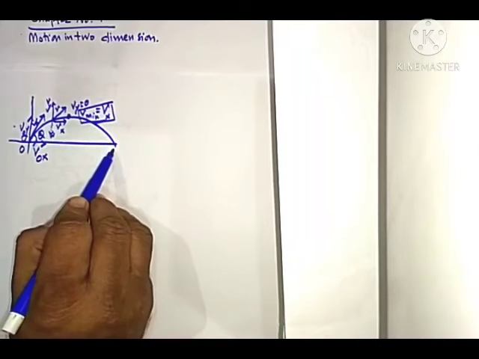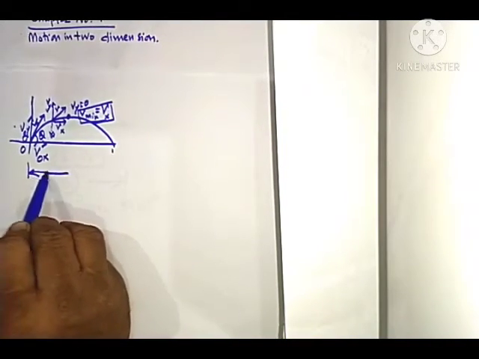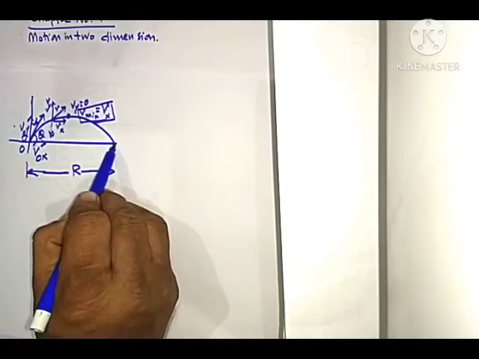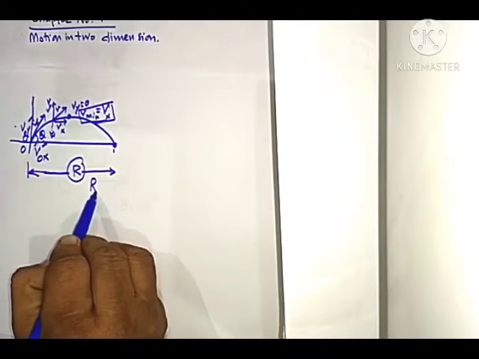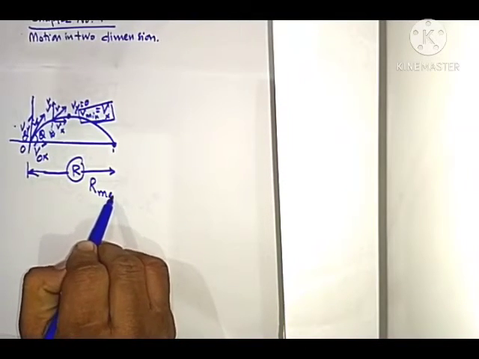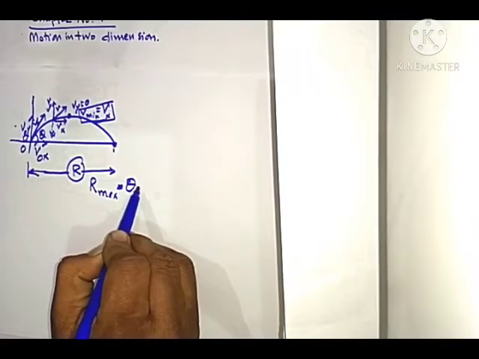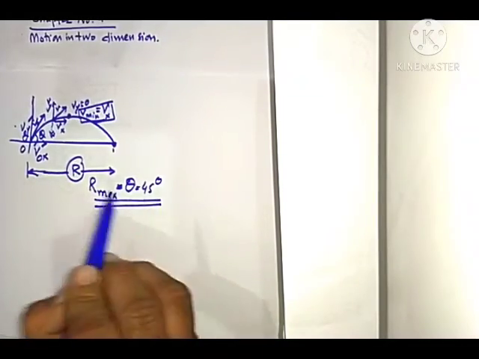The horizontal distance covered from the origin point to the target point is called the range of the projectile. The ball covers the maximum range at the angle of 45 degrees. So these are some properties.